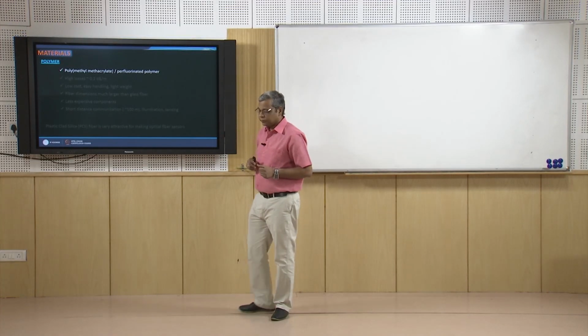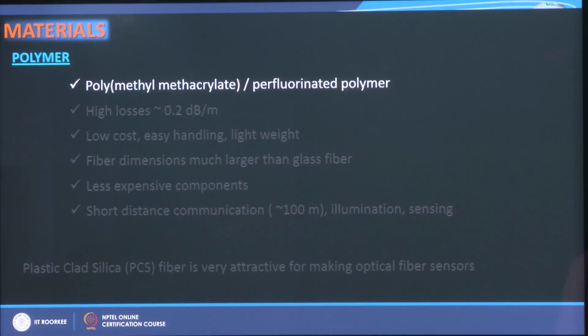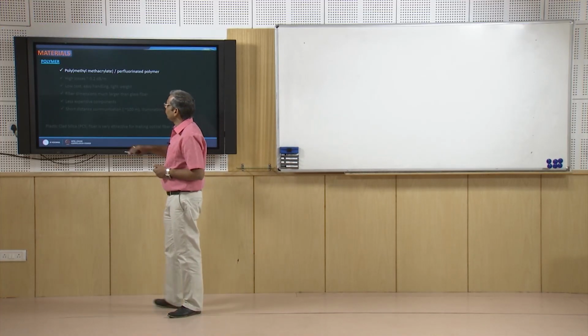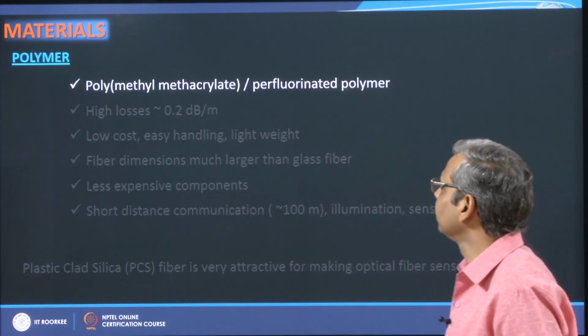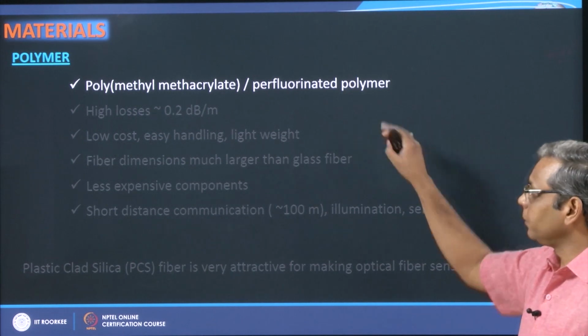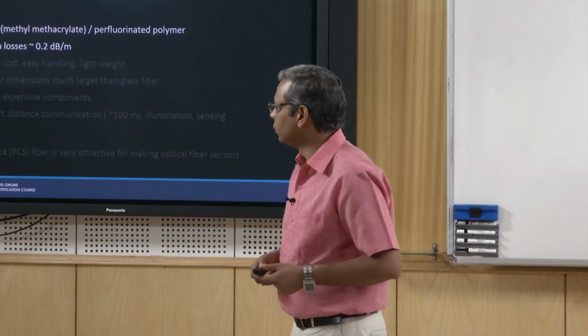Another widely used material for making optical fiber is polymer plastic. There are two widely used polymers, one is PMMA, polymethyl methacrylate, and second is perfluorinated polymer. They have high losses as compared to glass.